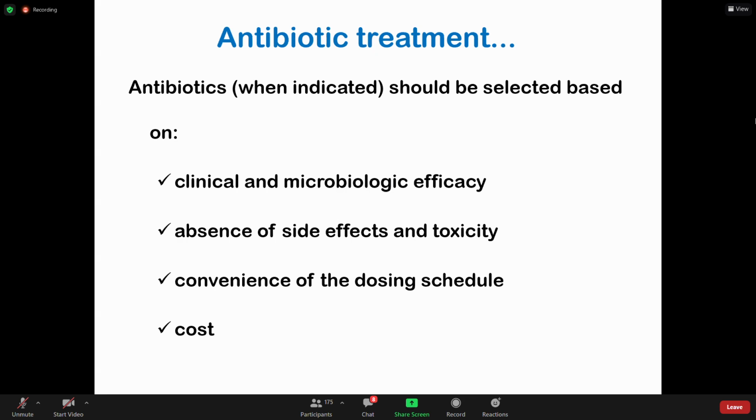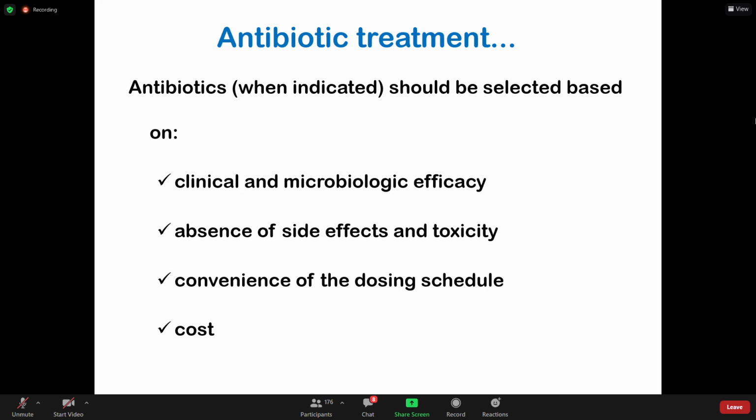Then you also have to consider the patient population you're dealing with, the absence of side effects and toxicity. For example, if you have a patient with pre-existing renal compromise, you have to make sure that the agents you're going to use to treat the infection will not compromise the renal status further. The side effect is also important. If the patient is known to be allergic to the particular agent you want to use, then you have to look for alternatives.